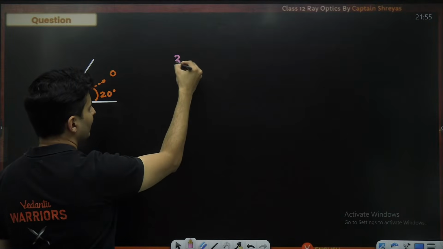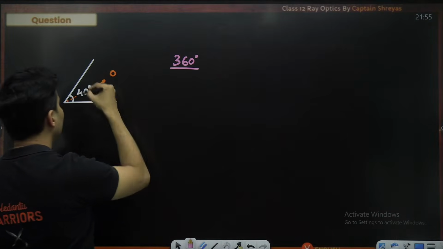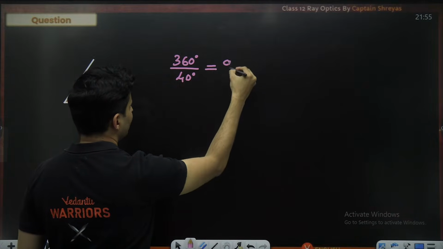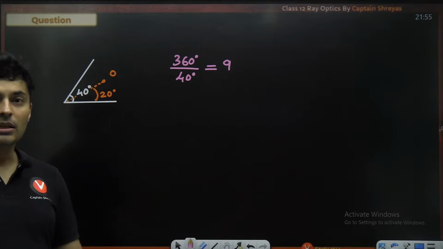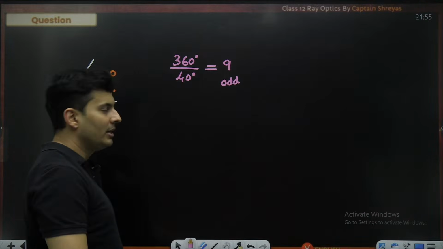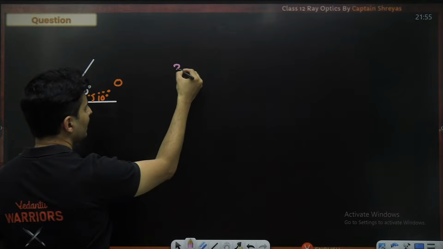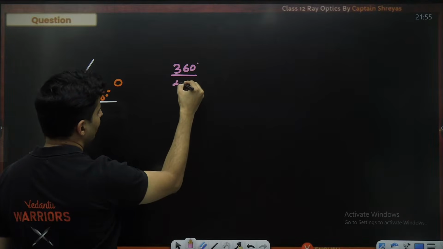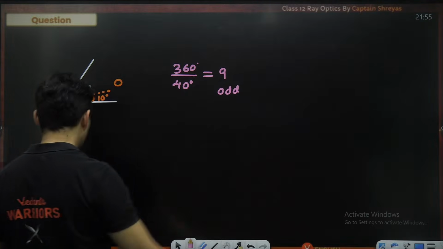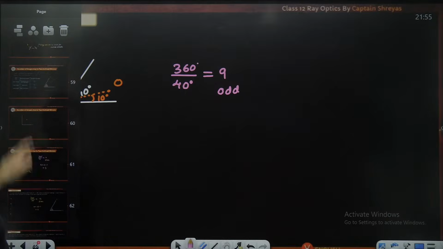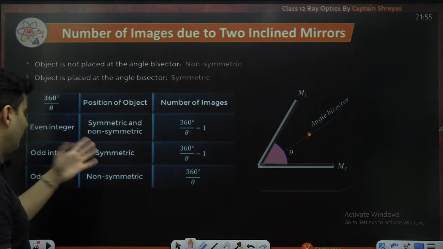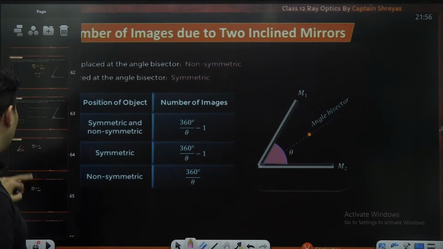First things first, do 360 by theta, 360 by 40. So it will be 36 by 4, which is basically 9. Now 9 is an odd number. The moment it becomes odd, now you need to think. Same thing over here also. 360 degrees divided by 40 degrees, that is going to be 9, which is obviously an odd number. Now, what did I tell you about odd numbers? The moment it is odd, you need to check whether it is symmetric or not symmetric. If it is symmetric, it is minus 1. If it is not, just that number.